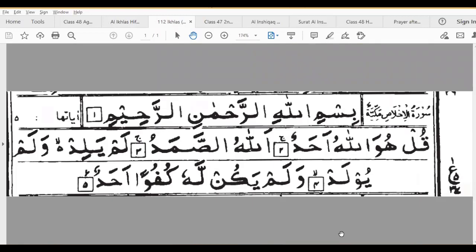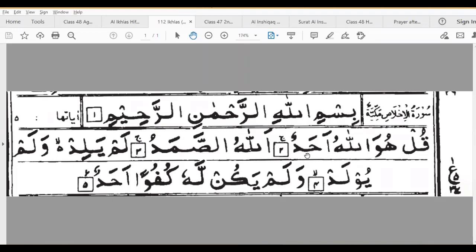Jazakumullah. Wa alaikum assalam. How are you? I'm good. How are you? Alhamdulillah, I'm very well. So did you understand all the rules that I went through just for this verse over here? Yes. All right, perfect.